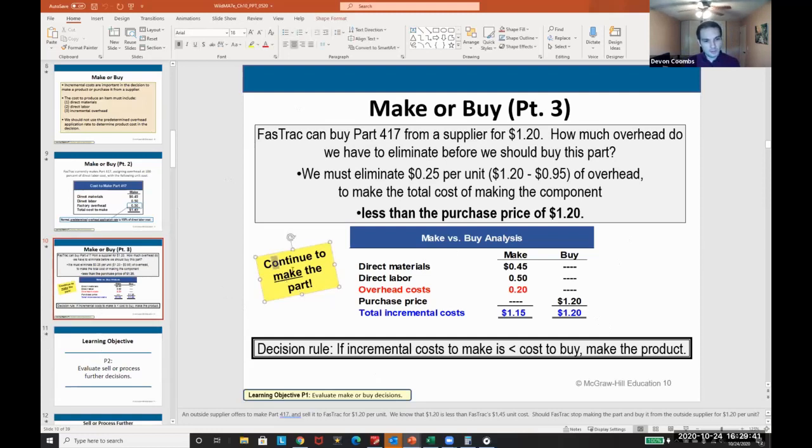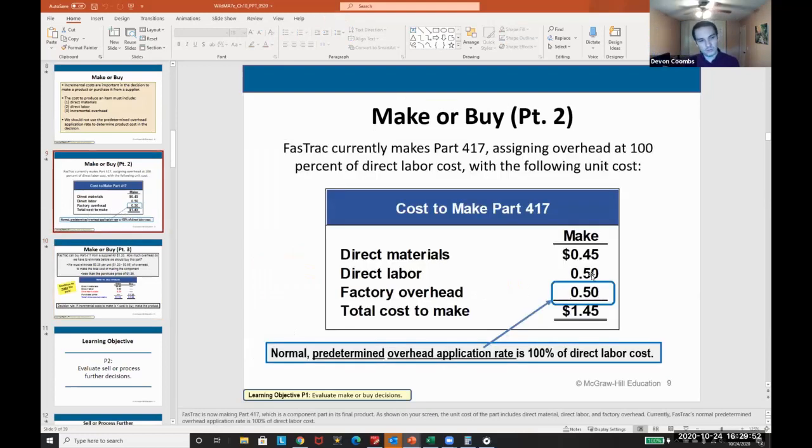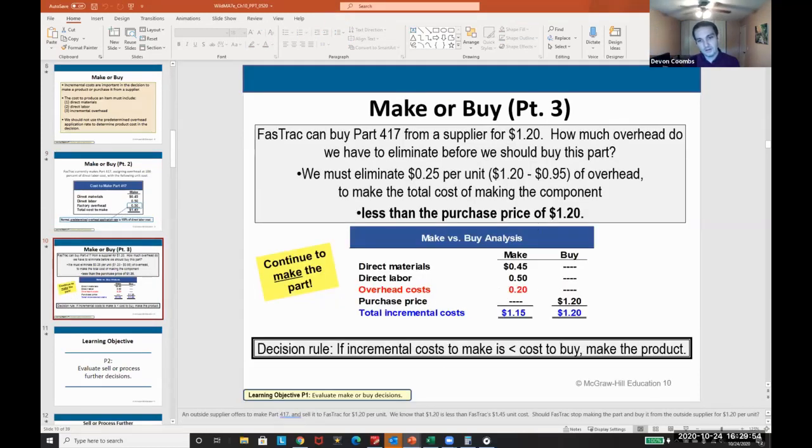So here we're saying, for this decision, we'll continue to make the part. And what we're saying here is we're able to drop the overhead cost to 20 cents. So if we're able to say that really the controllable costs here are actually 20 cents, then it's fair to make the part. But we have to strip out what's controllable versus what's sunk. So what we're saying here is, if we didn't make it, if we bought it, we'd still be liable for the 30 cents of overhead. There'd still be some kind of lease for a building or something that we would owe.